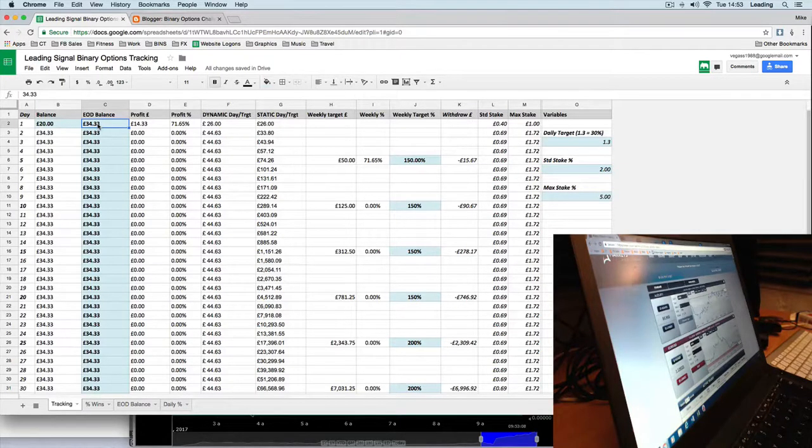But the overall trumping factor is the chart. Make sure you're just checking the charts, make sure they're lining up for you, and make sure you're following the rules.